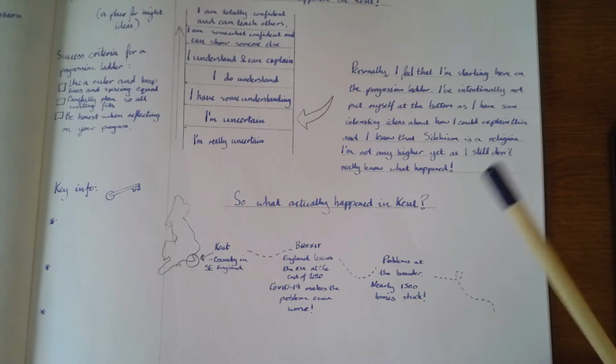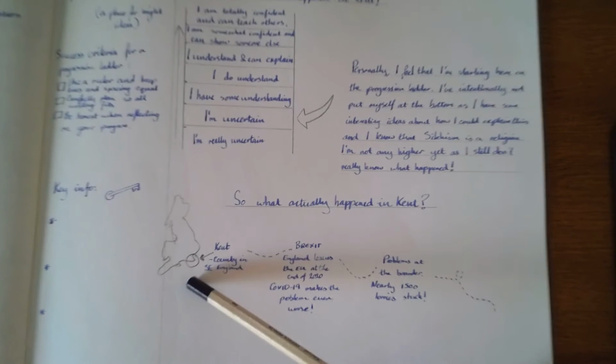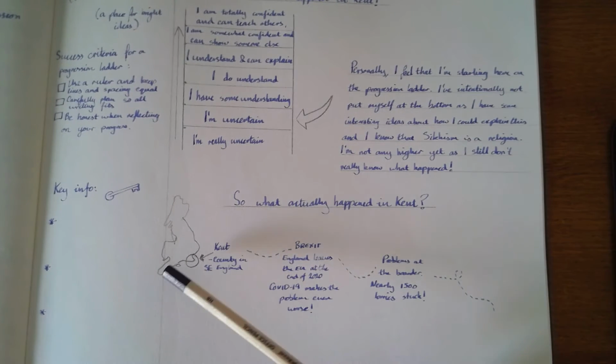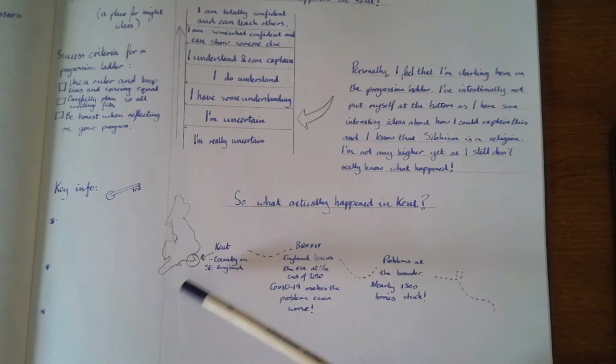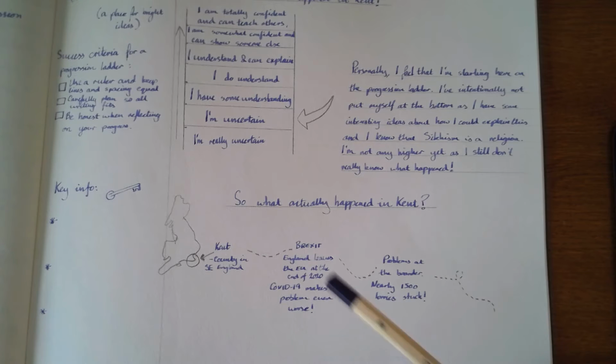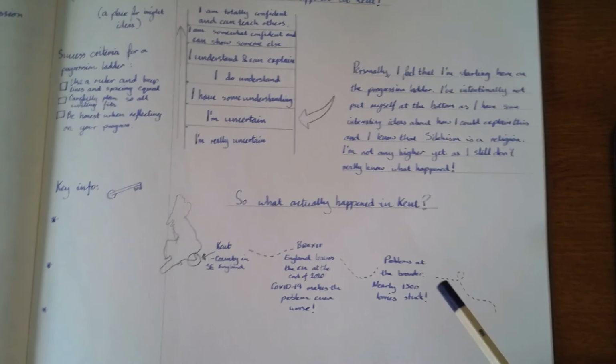So I've got Kent, a county in southeast England. I've just drawn a little doodle map of the United Kingdom. Not great, but there we go. And I've just circled where Kent is on here. What leads up to it, Brexit and COVID, so I'm making my notes as I go through, but treating it a bit like a timeline.